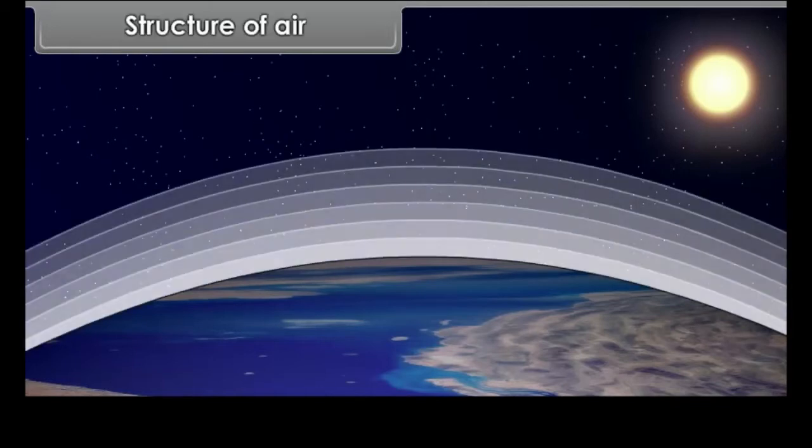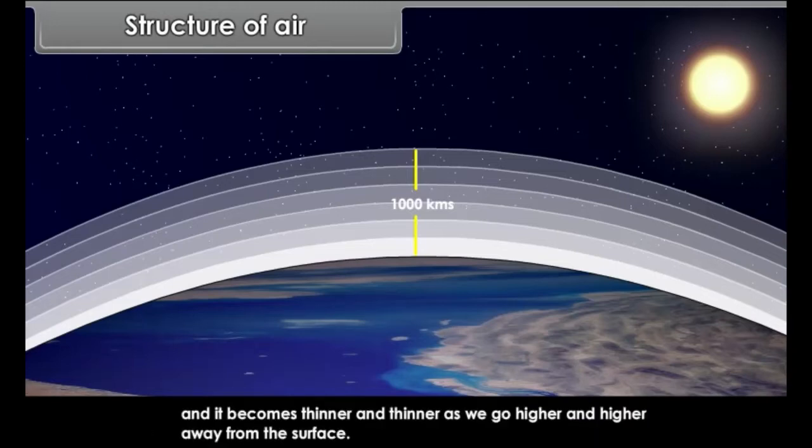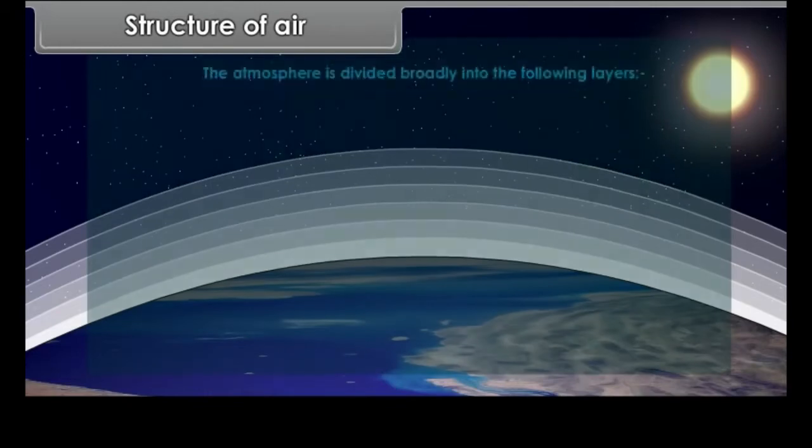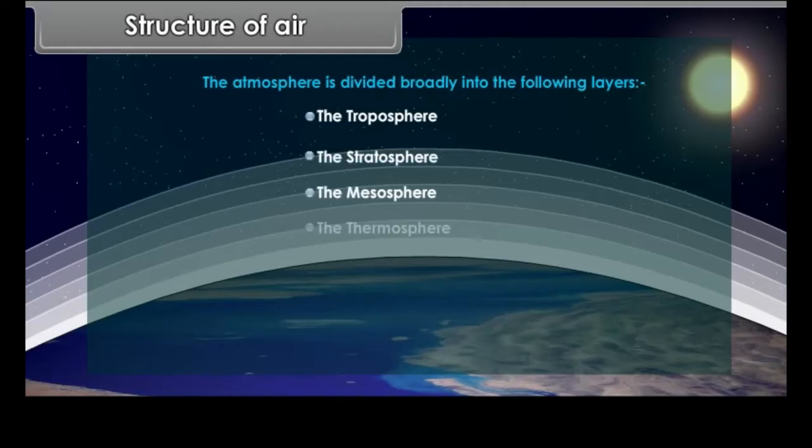Structure of air. The atmosphere extends to over 1000 kilometers above the surface of the Earth. The densest mass of air is near the Earth's surface and it becomes thinner and thinner as we go higher and higher away from the surface. The atmosphere is divided broadly into the following layers: the Troposphere, the Stratosphere, the Mesosphere, the Thermosphere, the Ionosphere and the Exosphere.